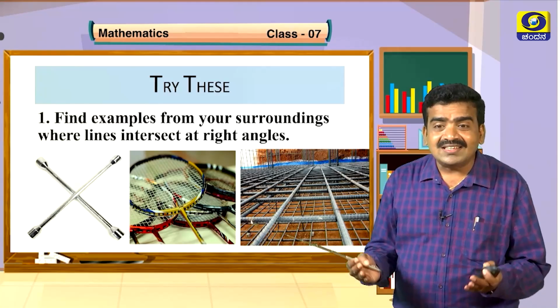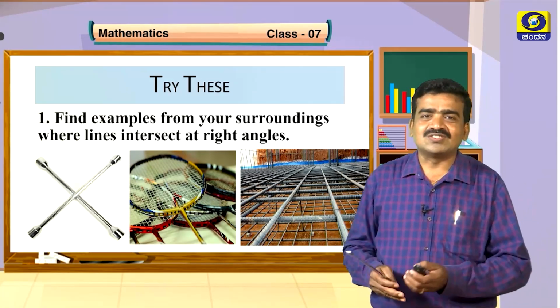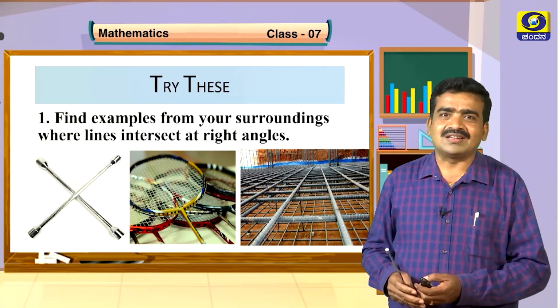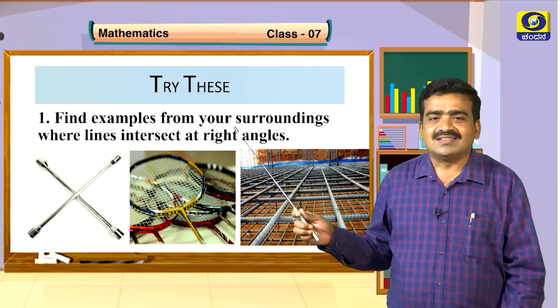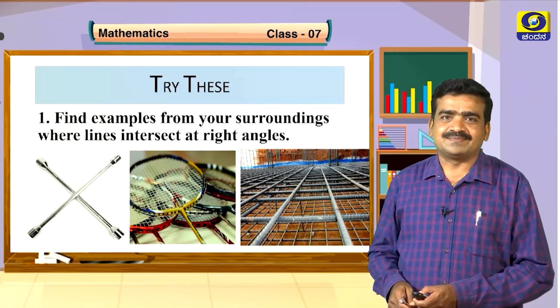You can see such a kind of intersection of lines in different situations in your daily life, and you should look out at your surroundings, and you should write examples for lines that intersect at right angles.